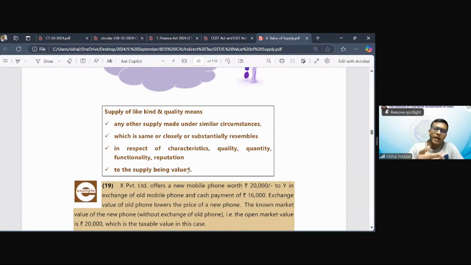So whatever supply I have made to Mansha, which is the supply which we have to value, with this supply, if you find another supply in the market where the circumstances are similar, it is same or closely or substantially same like my supply, how it is same: characteristics wise, quality wise, quantity wise, reputation wise, then whatever fees that professional is charging, you can take that as my value for Mansha services.